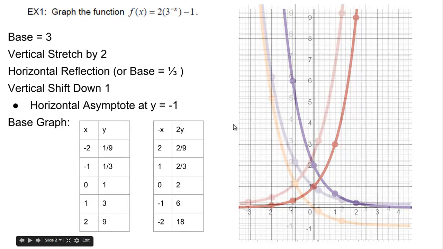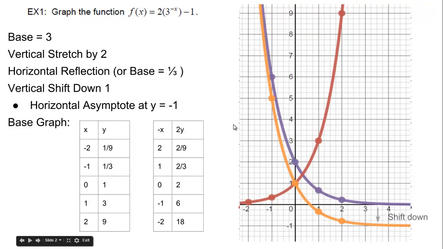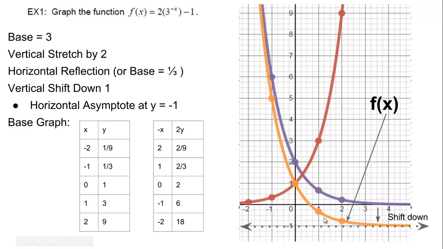We haven't done the shifts yet. So for the shifts, each point now from the blue graph, we just shift everyone down 1. And so we'll just finish off by doing the shift down 1. And the horizontal asymptote actually gets shifted down 1 as well. And just let me know which one's the base graph, or the final graph, sorry, f of x. Okay. And so that's your horizontal asymptote at y equals -1.